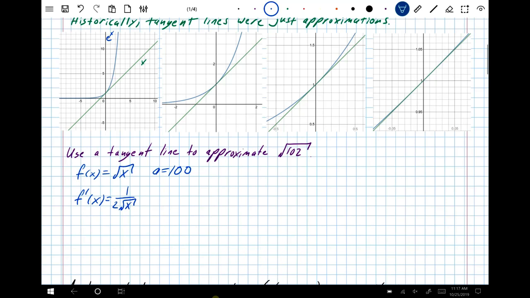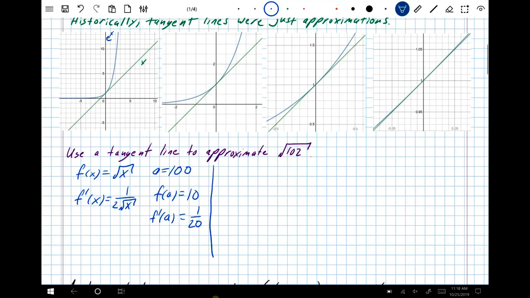And so I'm going to need 2 more values here. I'm going to need f of a, which is equal to 10. The square root of 100 is 10. And I need f prime of a. The derivative when I plug in 100 is going to be 1 over 2 times 10, which is 1 over 20. Great. Okay, so I need those numbers, but if you're not sure why, you'll see in a second.